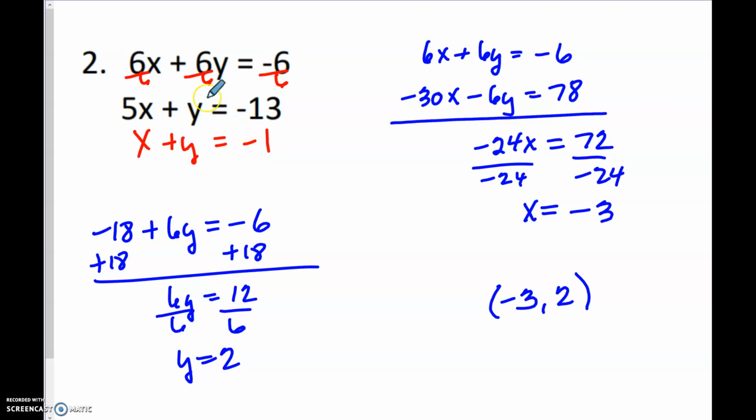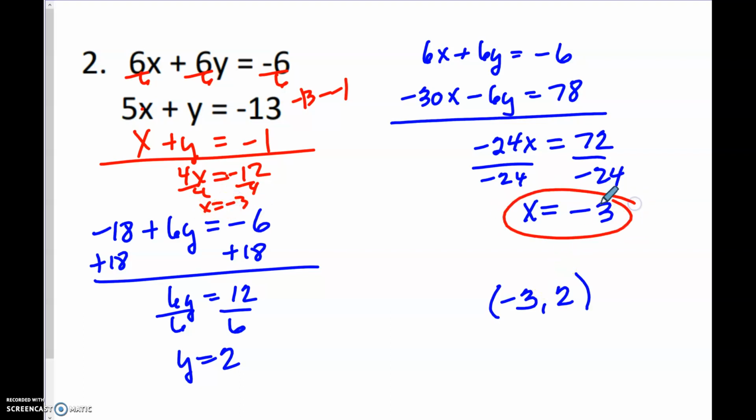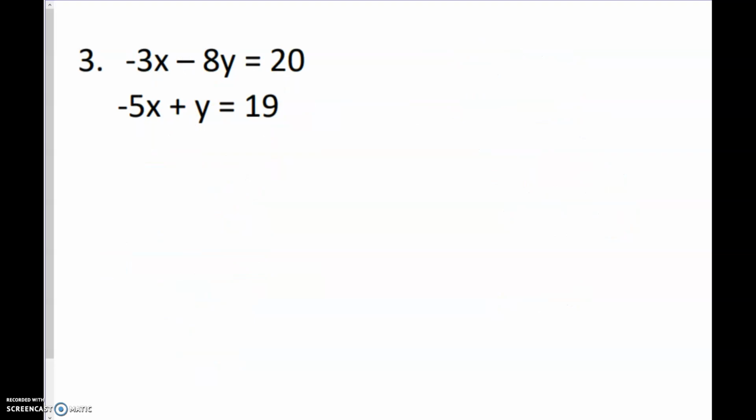So we could have made them smaller, and now when you look at this, if I subtract 5x minus x is 4x, y minus y is 0, and negative 13 minus a negative 1 is negative 12, and then if you divide by 4, we get x is negative 3, which is what we got originally here. So we could just divide everything by a number and not multiply and still get the same result. All right, let's check this one.